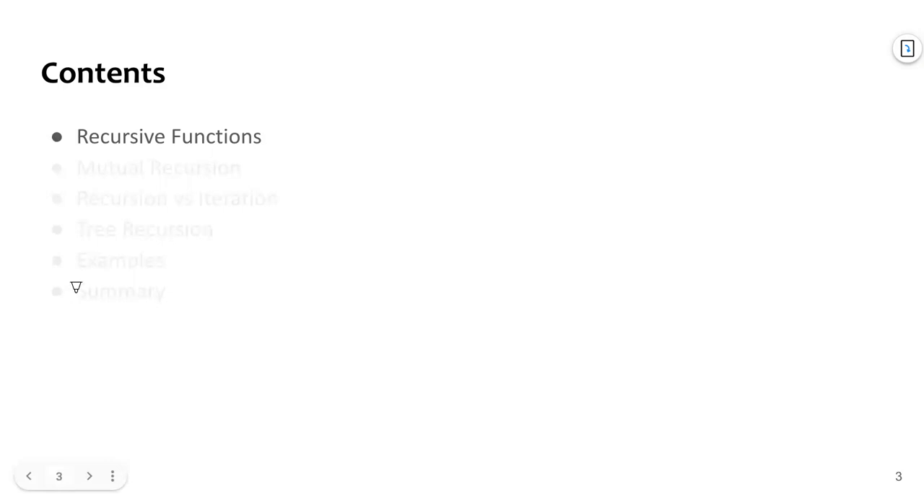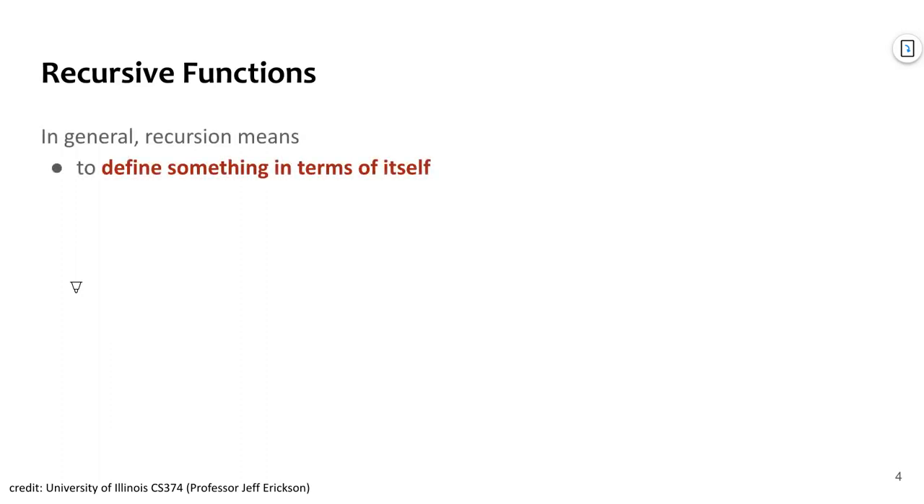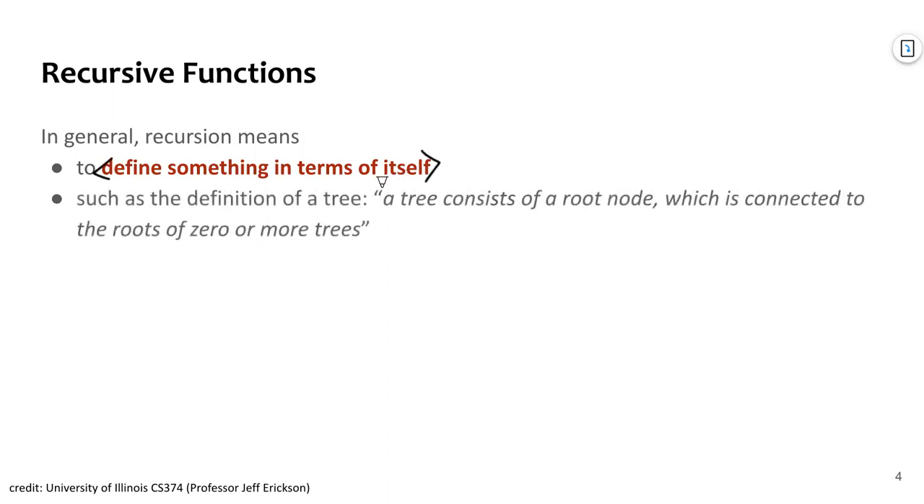All right, let's talk about recursive functions first. So what are recursive functions? In general, recursion means to define something in terms of itself, such as the definition of a tree. When we define a tree data structure, which is another type of data structure we're going to talk about in the following lectures, we define it in this way.